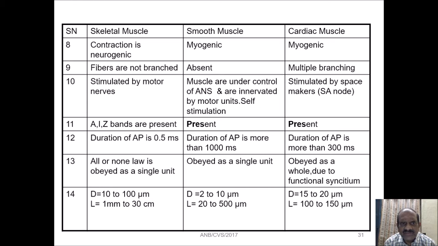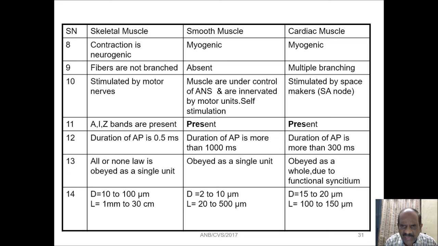How are the skeletal muscles stimulated? They are stimulated by motor nerves. In smooth muscle, the muscles are under control of the autonomic nervous system and are innervated by motor units. They are self-stimulated. But in cardiac muscle, they are stimulated by the pacemaker. Very shortly we are going to see some of the types of cardiac muscle.